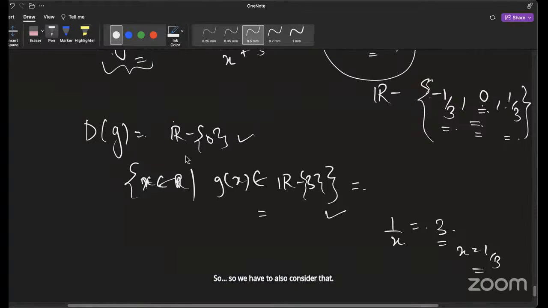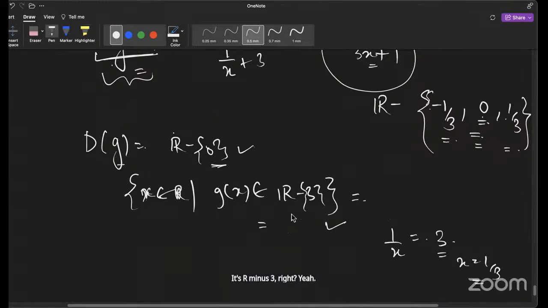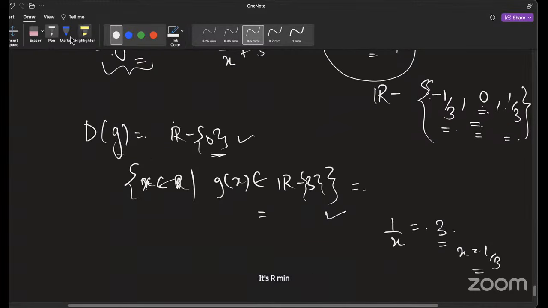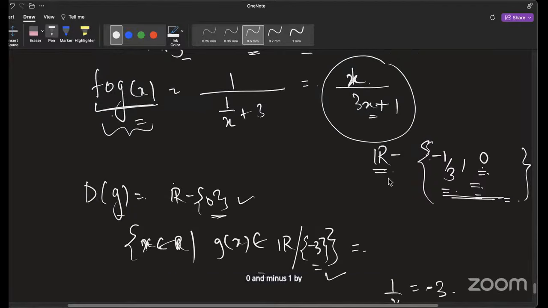Have we made a mistake? Wait. Domain of g is this thing. And the other set is x in R so that g(x) is in R minus minus 3. Yeah, that's what we've done wrong here. That's why I was thinking there's a mistake somewhere. So it's not R minus 3, this is also a sign of excluding the set. Here you have minus 3. Here you'll get minus 1 by 3. So it's the same set. 0 and minus 1 by 3 you should exclude from R.